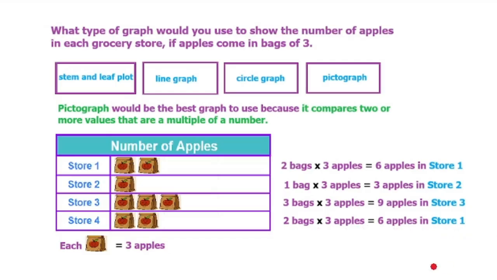And so this is probably the best way to show this information for the grocery stores and the apples. So the pictograph is probably the best answer for this.